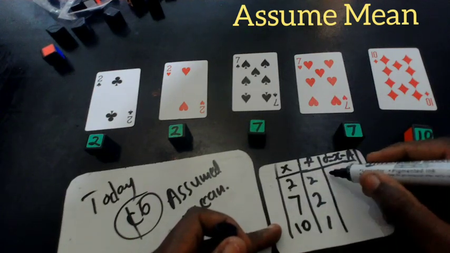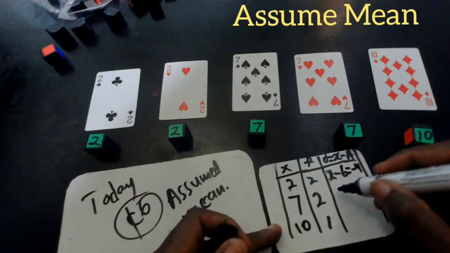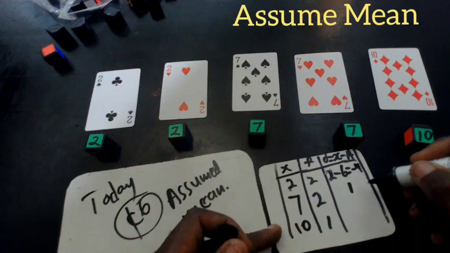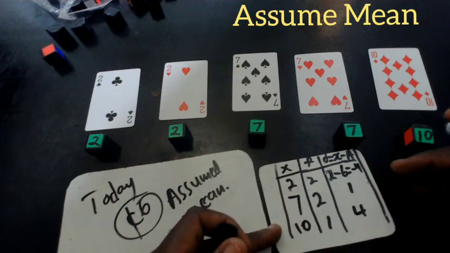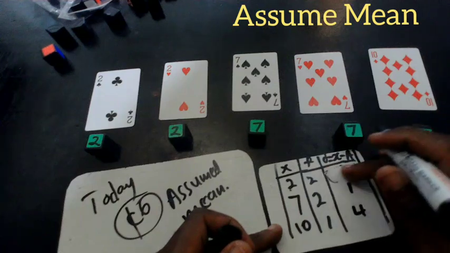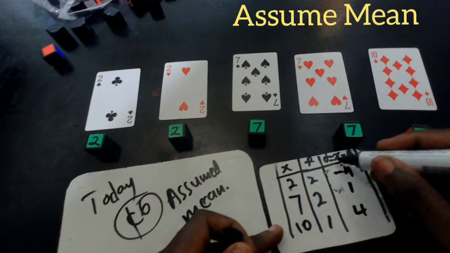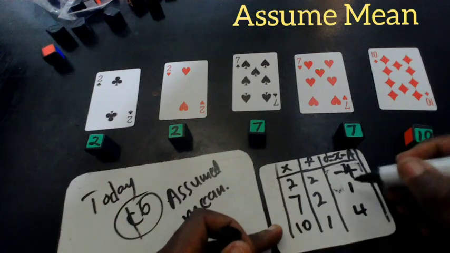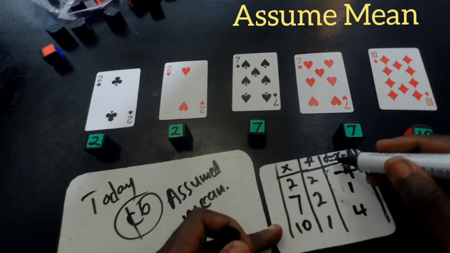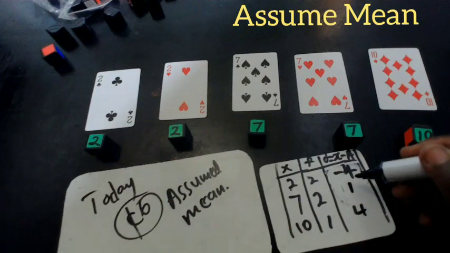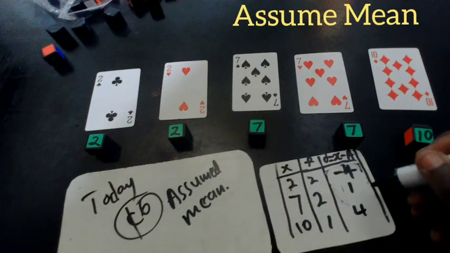So the x value is 2. 2 minus 6 gives us minus 4. And then 7 minus 6 gives us 1. 10 minus 6 gives us 4, right? So 2 minus 6 gives you minus 4, and 7 minus 6 is 1. So this is the difference that the manager is recording for assuming that the sales is going to be 6.